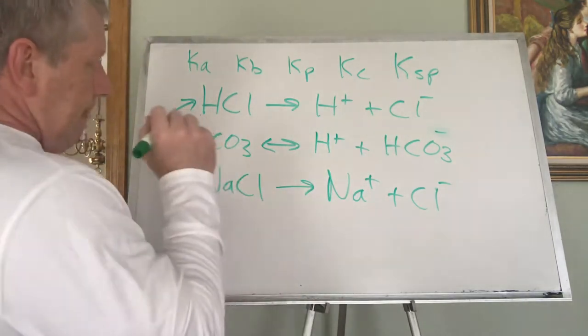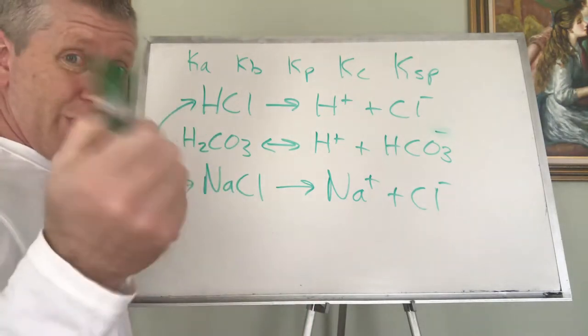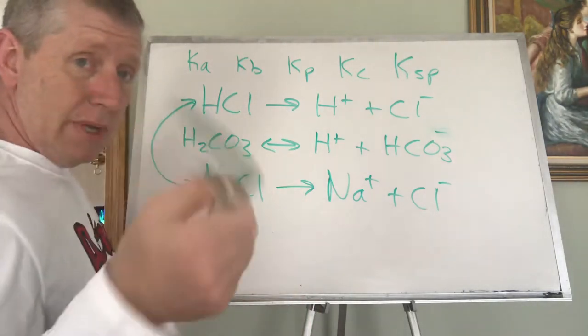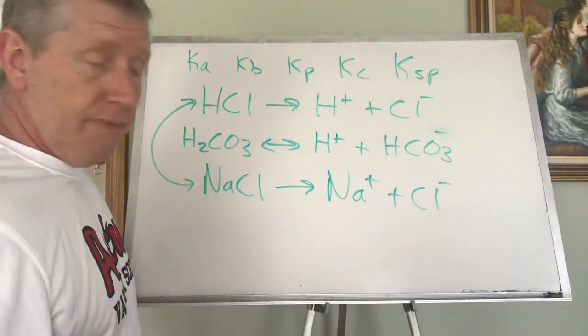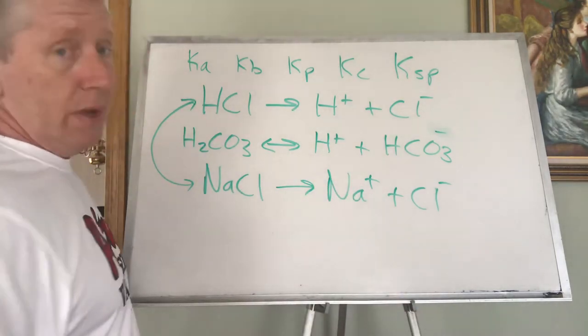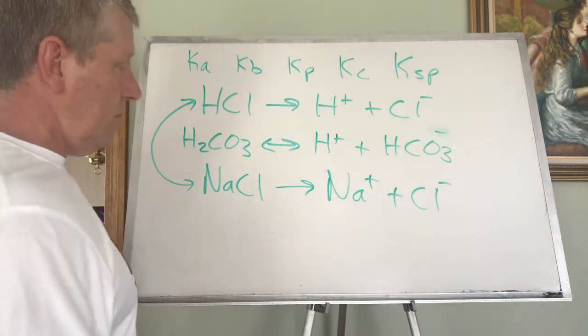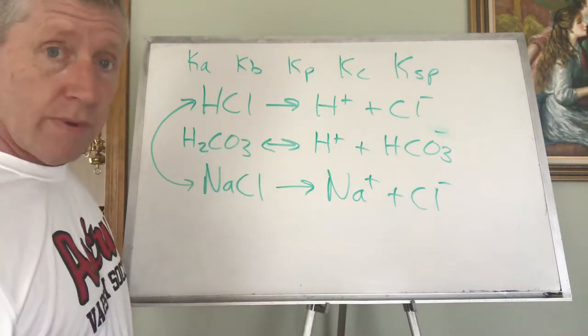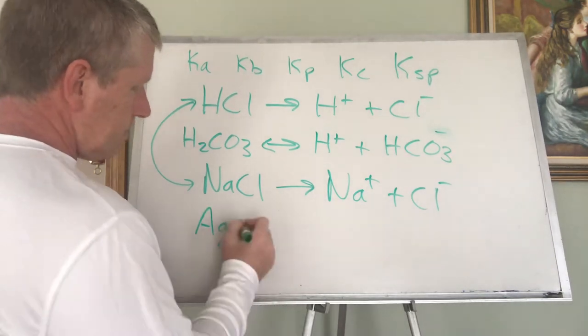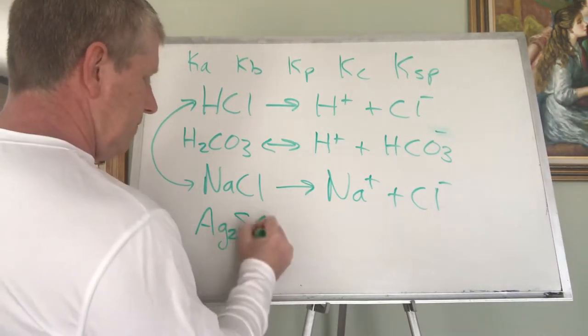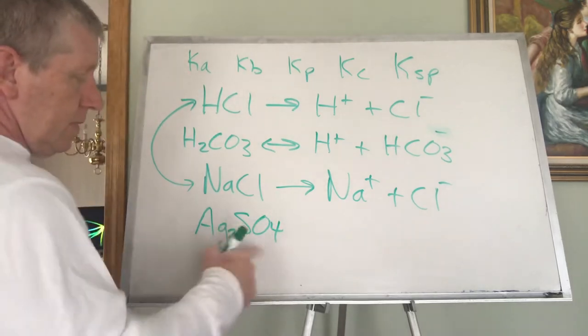However, some salts are not completely soluble. They're slightly soluble or even insoluble. And if you have a salt that's slightly soluble or insoluble, then you have yourself a situation where the arrow can go both back and forth. Let's say, for example, I've got some silver sulfate.